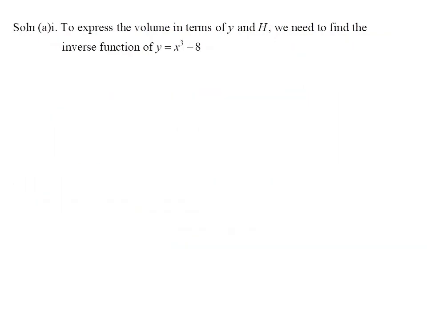Now, let's come back to deal with Part A. Section 1 of Part A is to express the volume in a definite integral in terms of y and h. Since y equals x cubed minus 8, x can be written as the cube root of the sum of y plus 8. Hence, the volume V equals pi multiplied by the integral from 0 to h of x squared with respect to y.